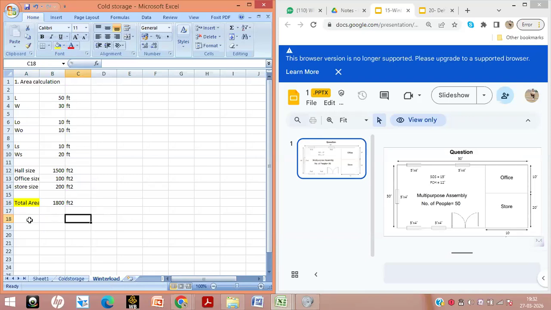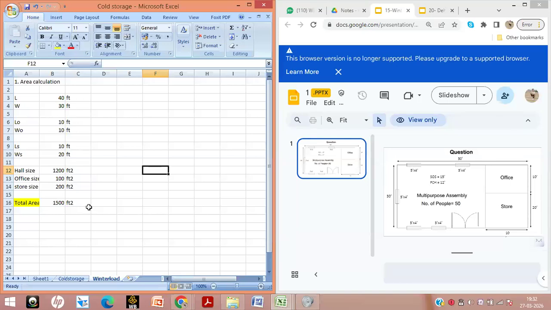I think hall area will be 1200 square feet, because total area is 1500 square feet. How can hall size be 1500? It will be 50 minus 10, that is 40 into 30, 1200. Okay, yes, exactly. It should be 40 into 30, correct, not 50 into 30. Hall size, so 1200. Okay, so now total area will be 1500 square feet.